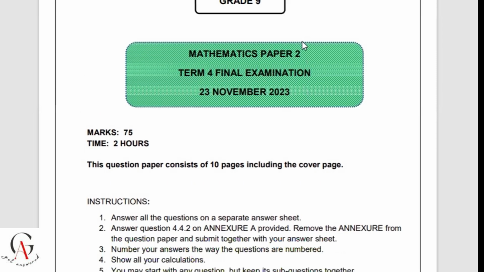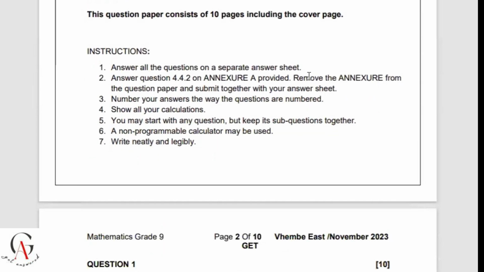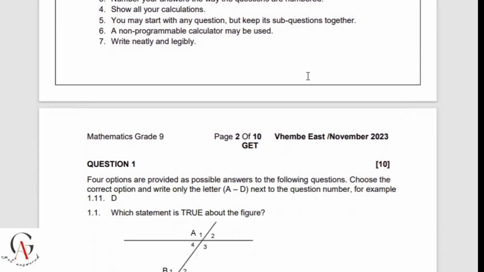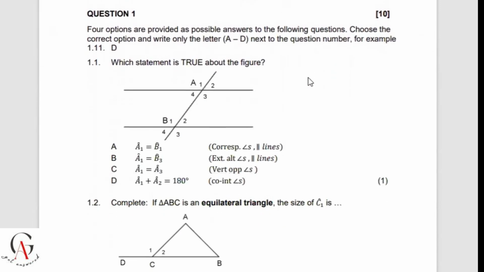So this paper has usually around about 5 topics. So we have the first question, which is the multiple choice. Now, question number 1. They're telling us that we have 4 options and then we must choose the correct one. They are asking us for the statement that is true about the figure.